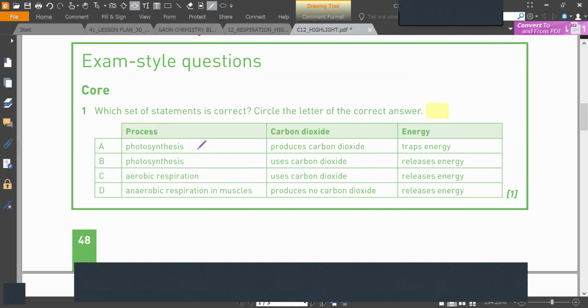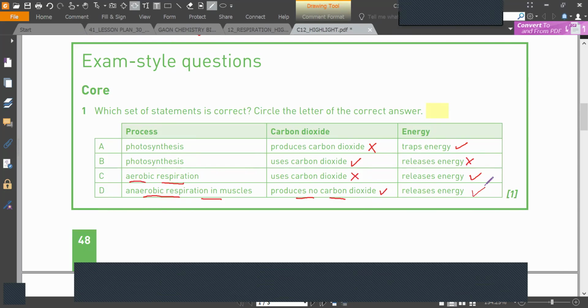Photosynthesis produces carbon dioxide? No, it produces oxygen. Traps energy? Yes. Photosynthesis uses carbon dioxide? Yes. Releases energy? No. Aerobic respiration uses carbon dioxide? No, it produces carbon dioxide. Releases energy? Yes. Anaerobic respiration in muscles produces no carbon dioxide? Yes, no carbon dioxide produced.